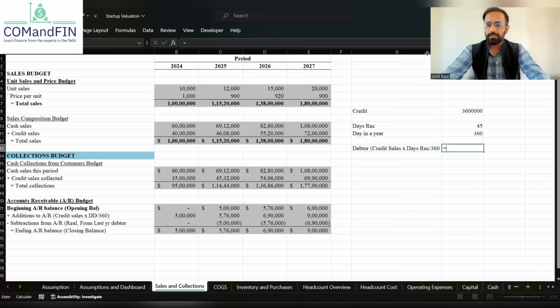So here, credit sales is given as 36 lakh. We can multiply this with 45 and divide by 360 here. So we will be able to compute the value of the debtor, that is 4 lakh 50,000. How did we calculate 4 lakh 50,000 here? Because the company has performed sales in 360 days, that is 36 lakh, right?